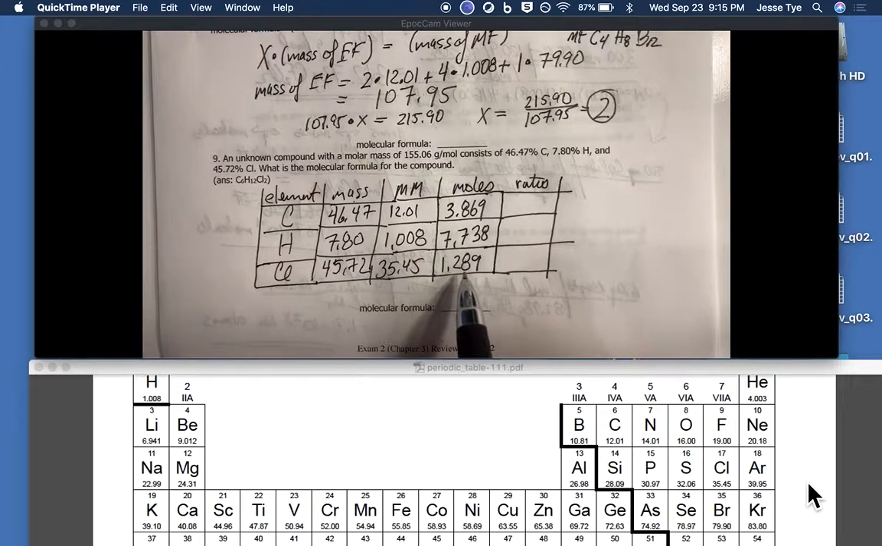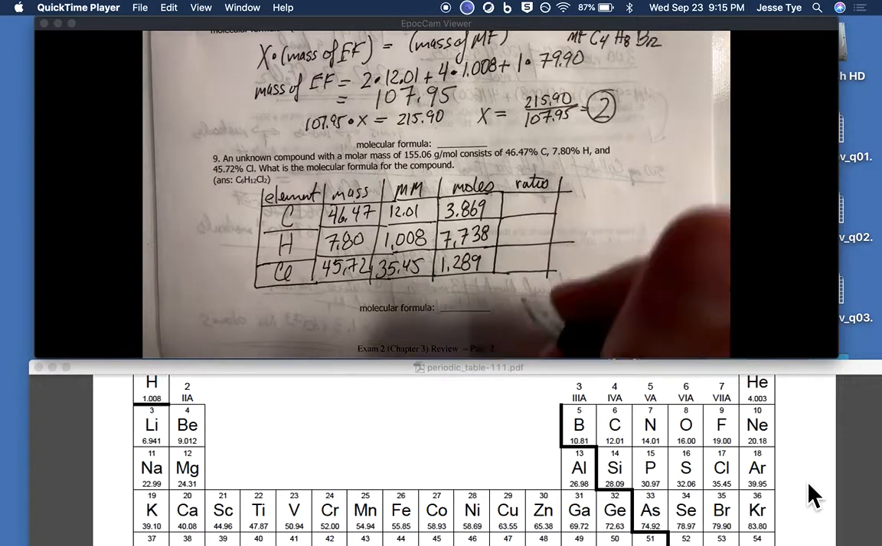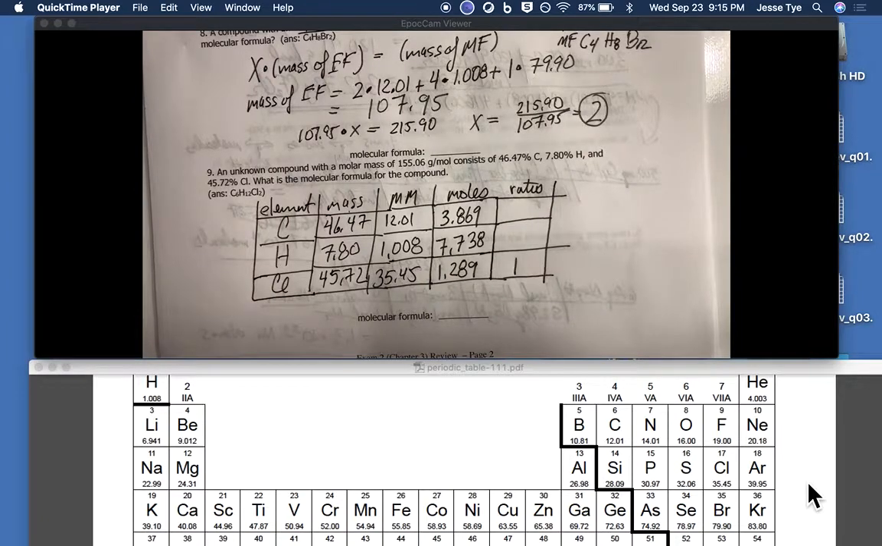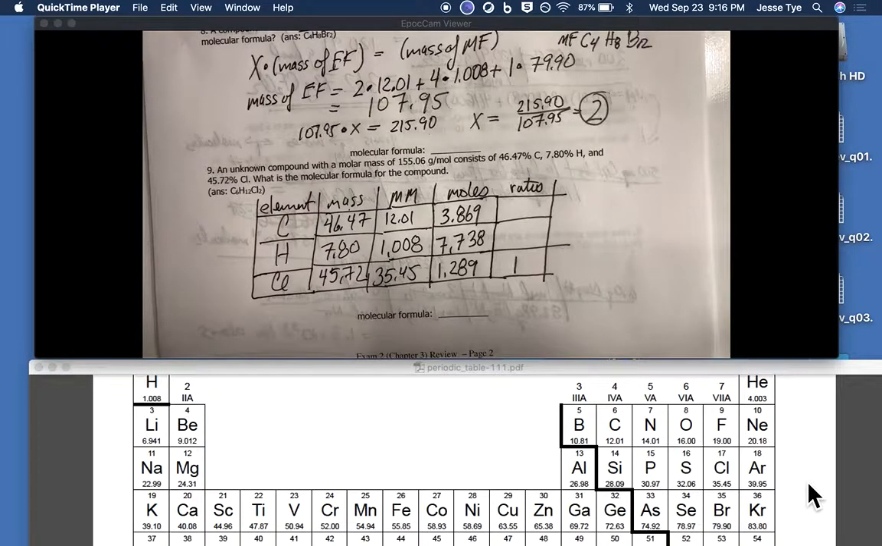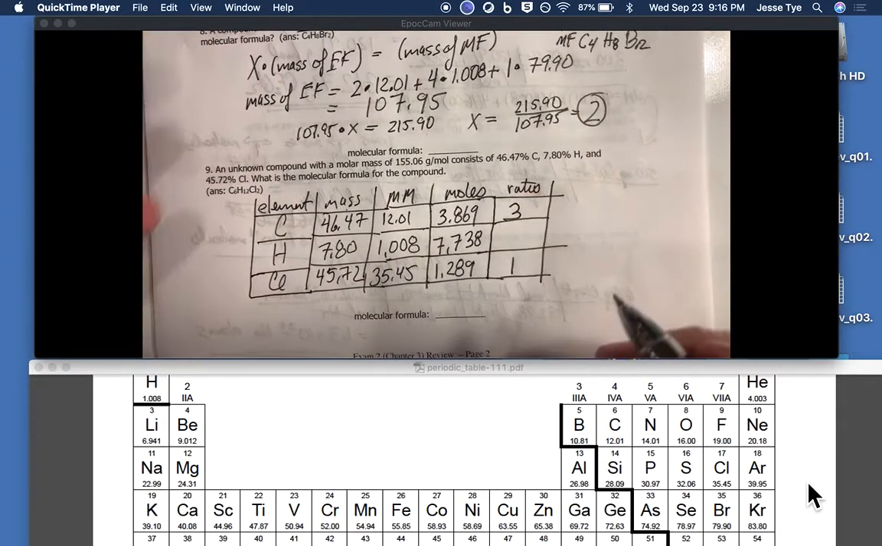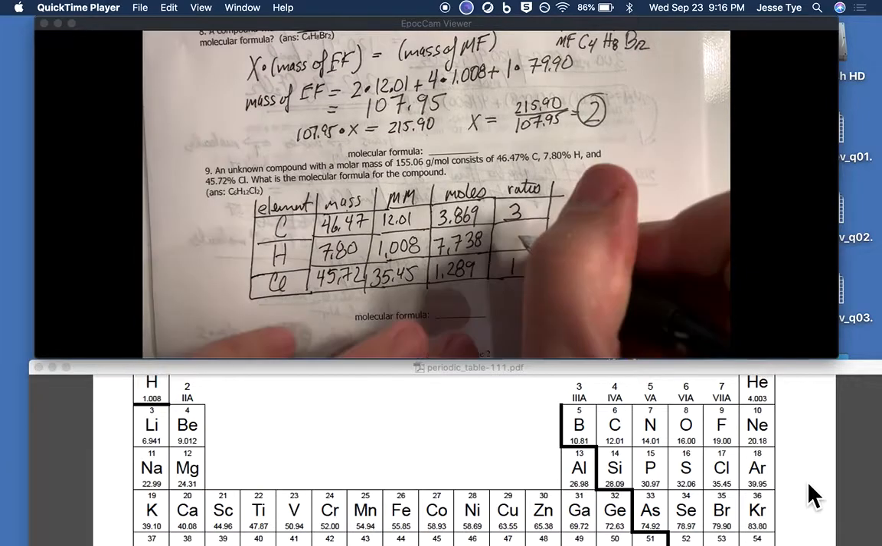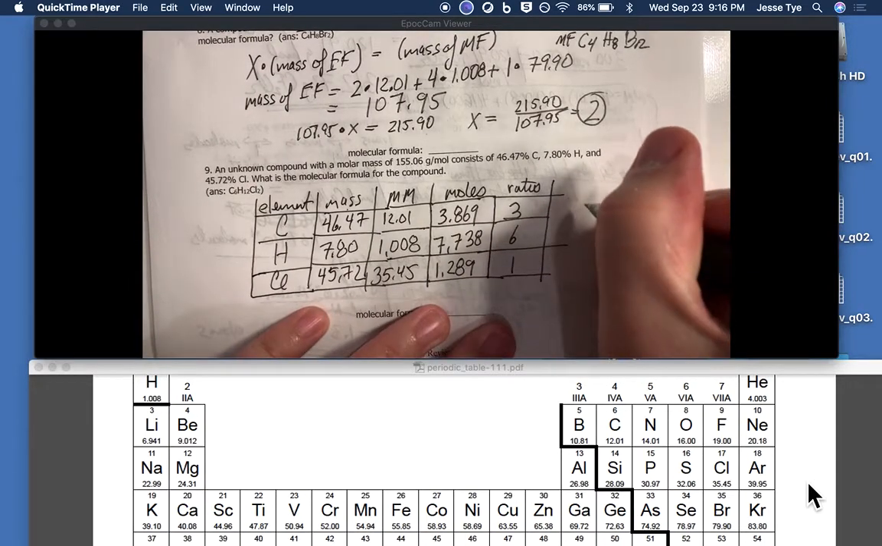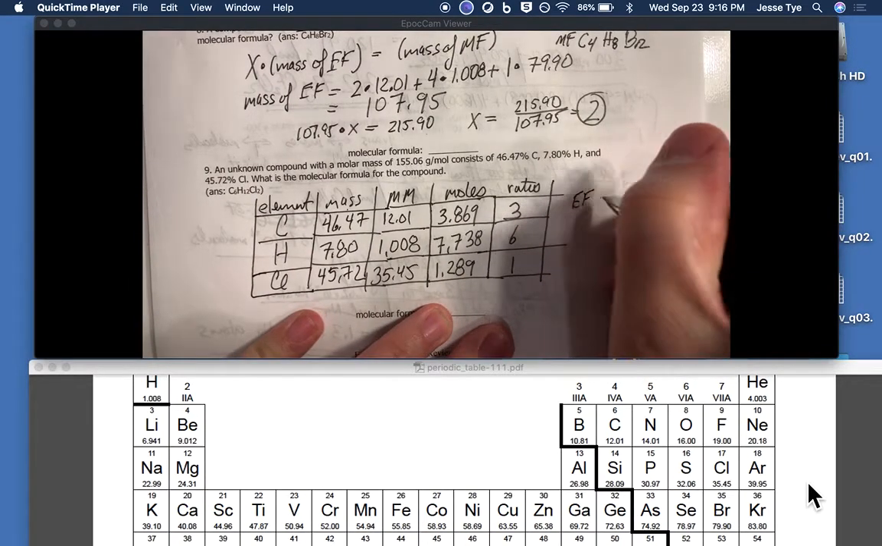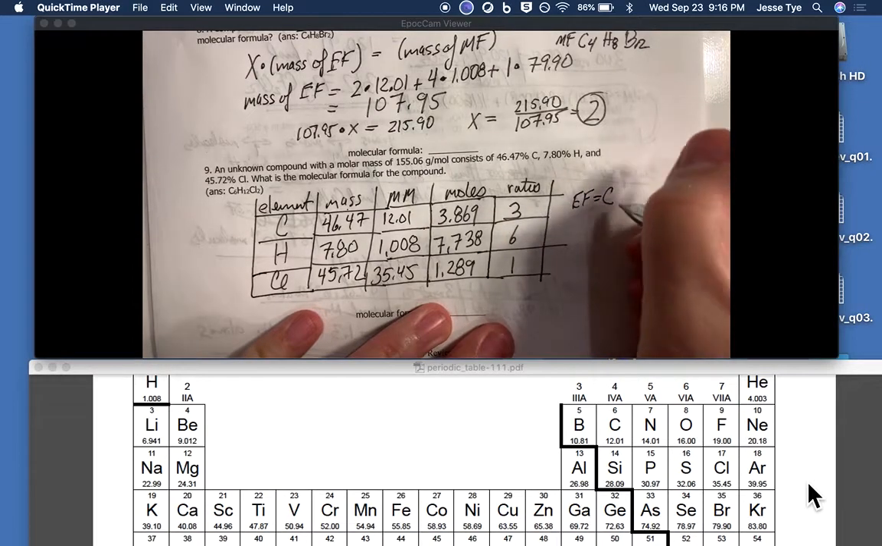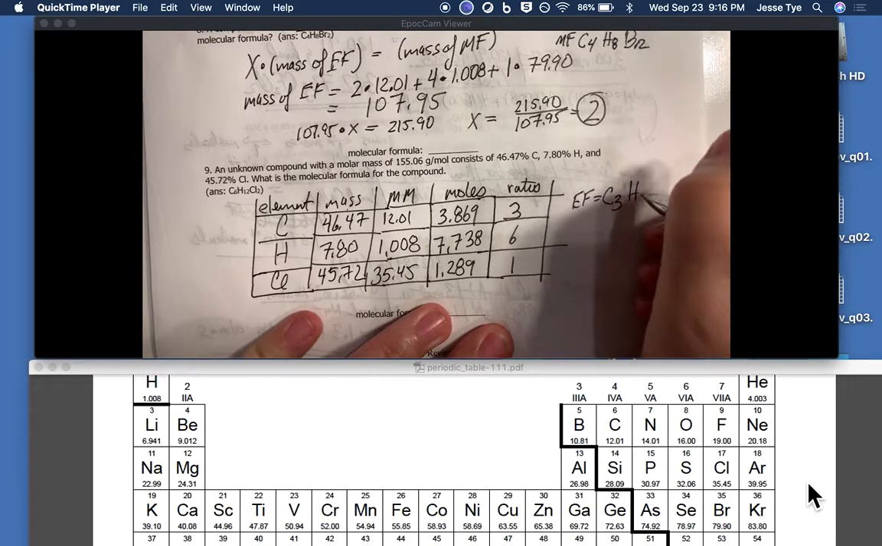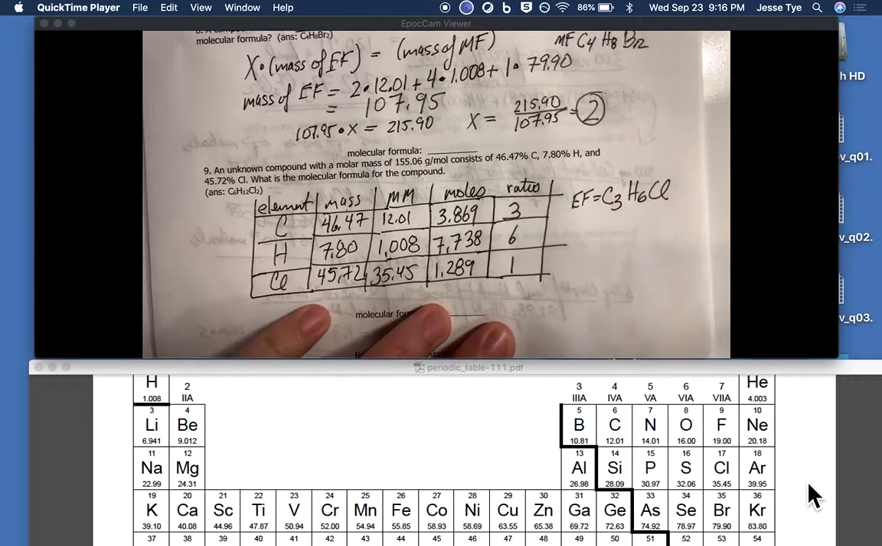All right, well, now let's divide all of those by the smallest number to get our ratio. So the smallest number is the 1.289. So it divided by itself is 1. 3.869 divided by 1.289 is 3. And 7.738 divided by 1.289 is 6. So our empirical formula here is C3H6Cl.